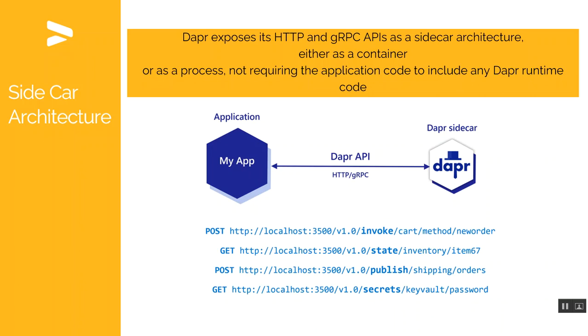In the other URL, you can see state. That means I'm going to work on state management, pulling out item 67 from the state store. The state store can be your default Redis cache, Cosmos DB, Azure SQL, Azure Table Storage, or Azure Blob Storage. It can be any of your choice. So Dapper has its own API, and you can play around with that to work on microservices and build a resilient, perfect microservice.